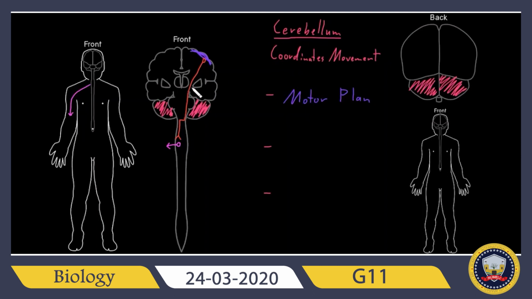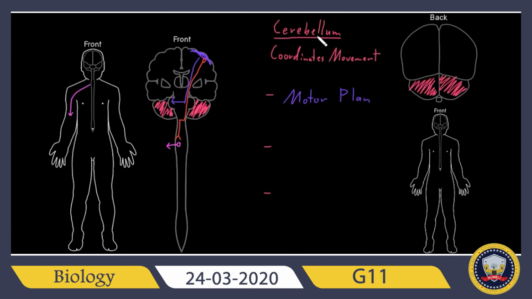But while all that is going on, while the movement is actually being executed by the upper motor neurons and the lower motor neurons and the muscles that they're synapsing on, information about that motor plan is also being sent to the cerebellum. So there's another pathway that sends information down through the cerebrum and into the brainstem, and then that information passes over and into the cerebellum so that the cerebellum is aware of the motor plan.